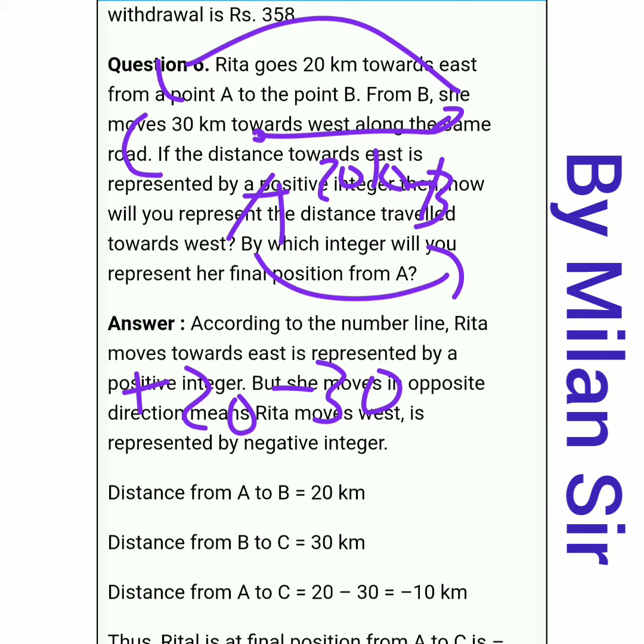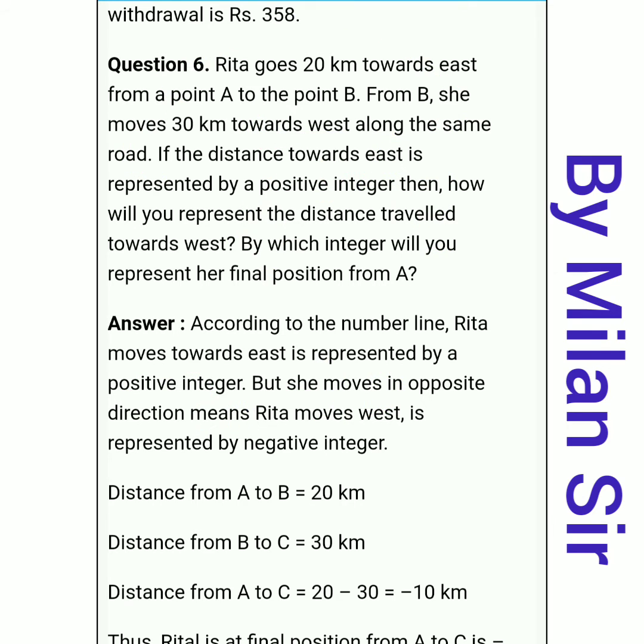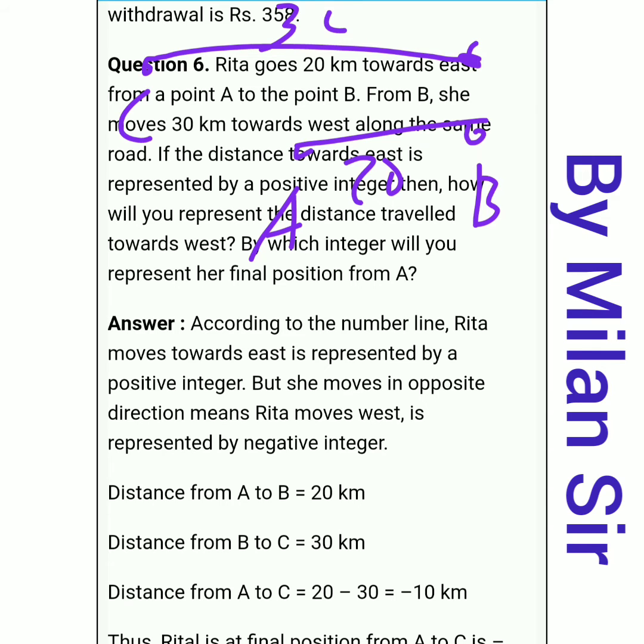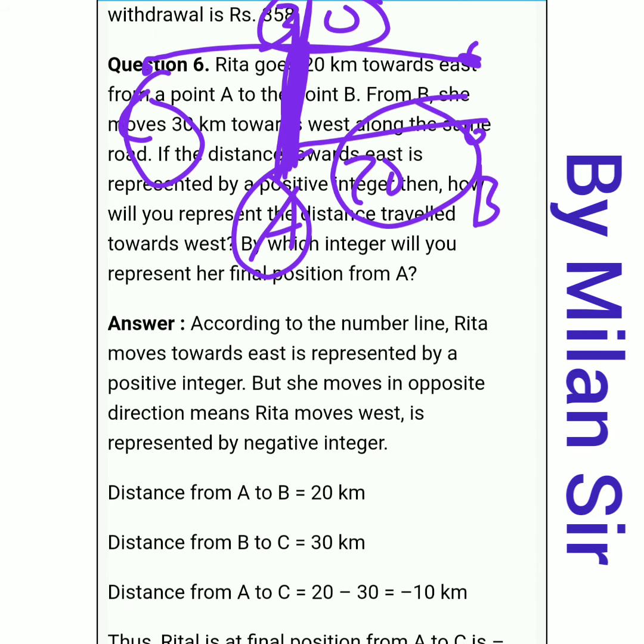Alternately, we can directly find it. Here our A and B total distance is 20, and from B to point C it is 30, right? So if we want to find the distance from A to C, then from the whole length 30, we can subtract A to B, and we can get the value of AC. It is 10, right? 30 minus 20.